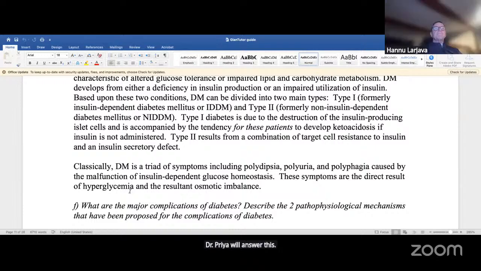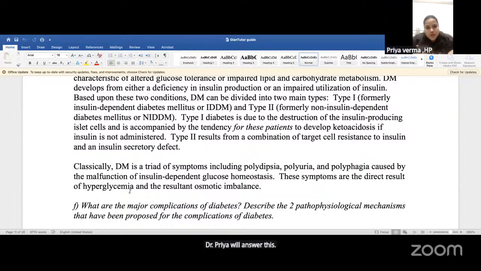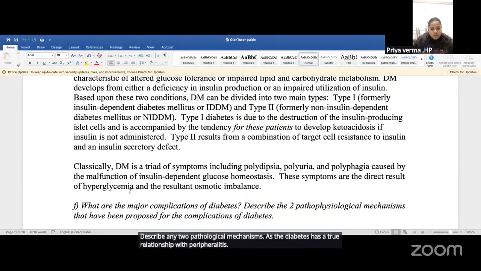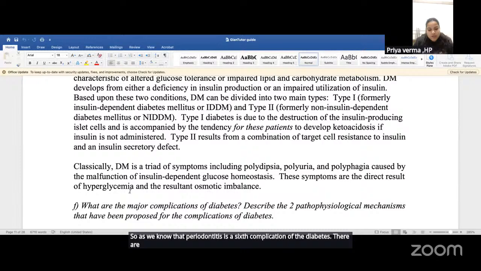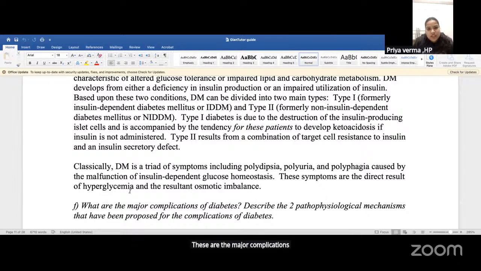Yes, sir. The question is, what are the major complications of diabetes? Describe any 2 pathological mechanisms. So, diabetes has a two-way relationship with periodontitis, and as we know, periodontitis is the 6th complication of diabetes. Various studies have said that we may see multiple sinus formation, burning mouth sensations, and dry mouth, which is related to a high risk of caries and decreased salivary flow. These are the major complications in the oral cavity we can see.